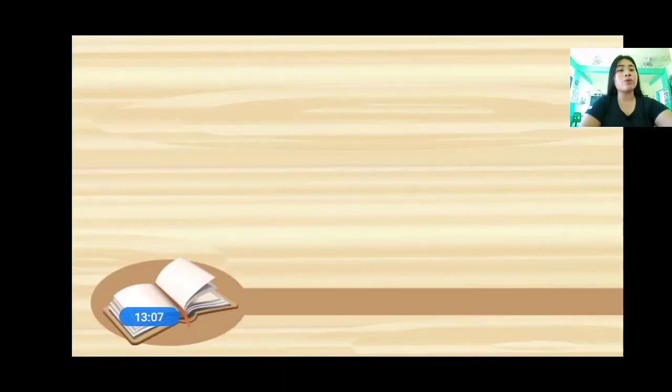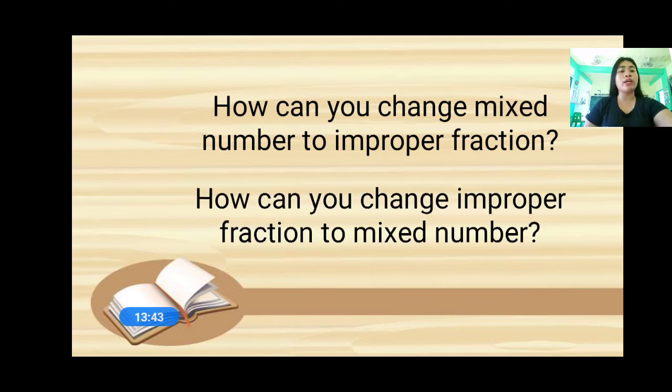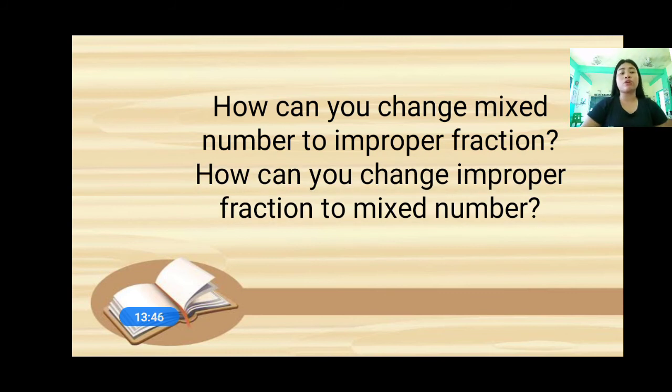Okay? So I have your question. How can you change mixed number to improper fraction? First, you're going to multiply the whole number and the denominator, and then you're going to add the numerator to the product, and the answer will be the numerator, and then you're just going to copy the denominator. So next we have, how can you change improper fraction to mixed number?